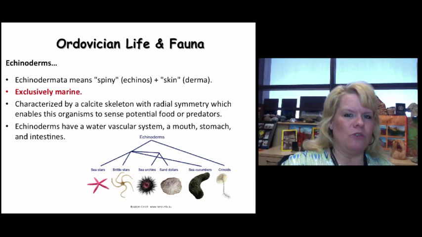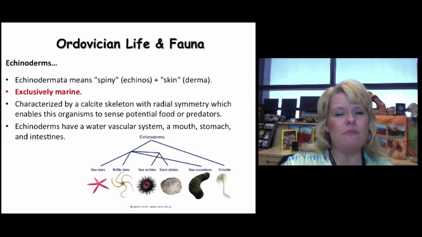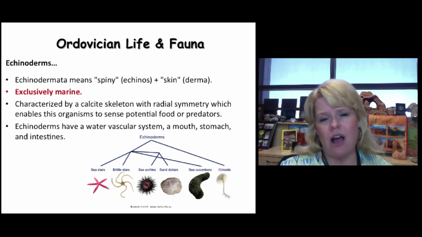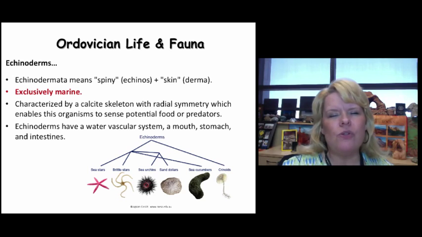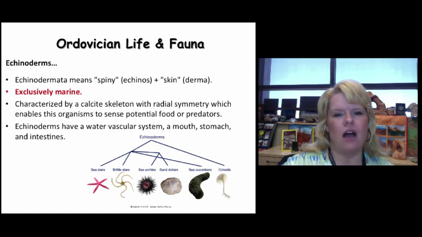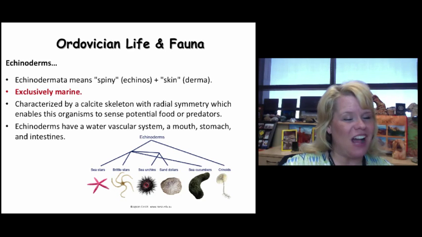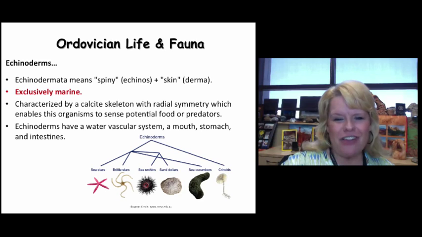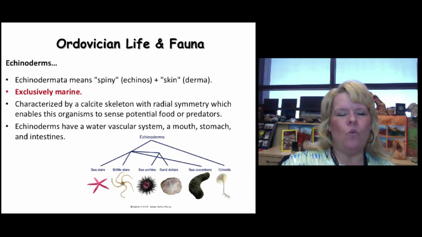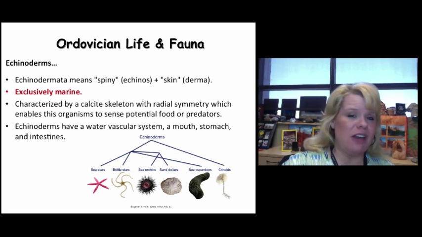All echinoderms are 100% exclusively marine. So if you find one in a rock, you've automatically narrowed the scope that they are in a marine-based rock. In other words, that's where they died. Probably where they lived as well. They have calcite skeletons, and all of them have radial symmetry, which gives them a benefit ecologically.